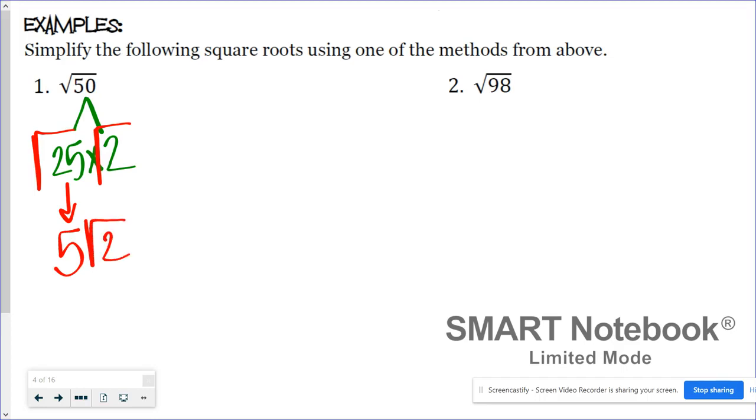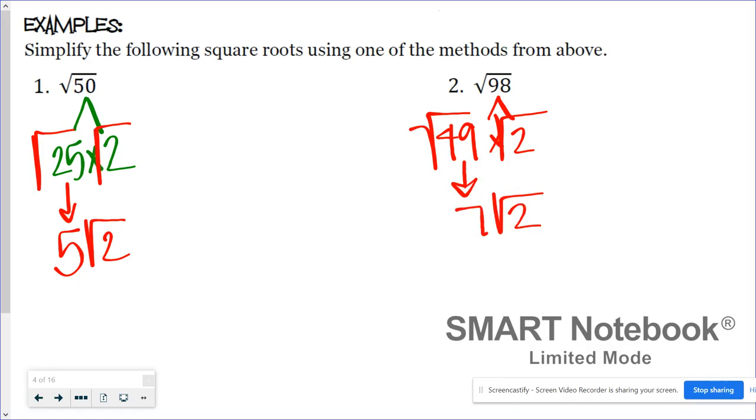Okay. 98. Off the top of my head, the only thing occurring to me is 2 times something because it's an even number. So checking it out, I throw that in my calculator. I'm like, oh, it's 2 times 49. How nice is that? Because 49 is a perfect square. I could take the square root of each of these. Square root of 49 is 7. Square root of 2 is all you can do.